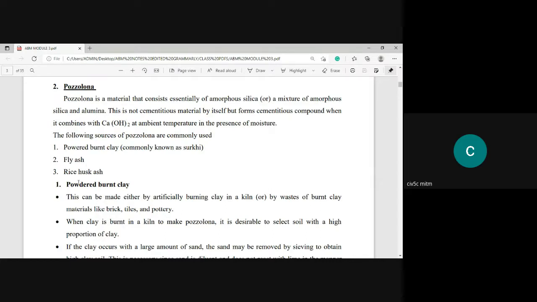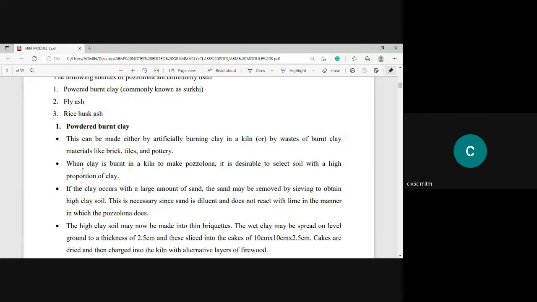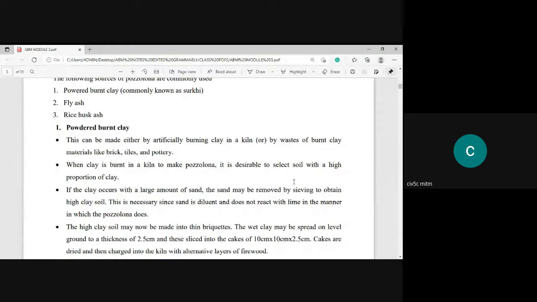And the next is rice husk ash. So this is one more pozzolanic material next to the fly ash they are using. And this also they are trying to replace the cement, and they are getting good results. I will tell you all those things. Next, let me discuss one by one. So first, powder burnt clay. So let me go ahead with powder burnt clay.